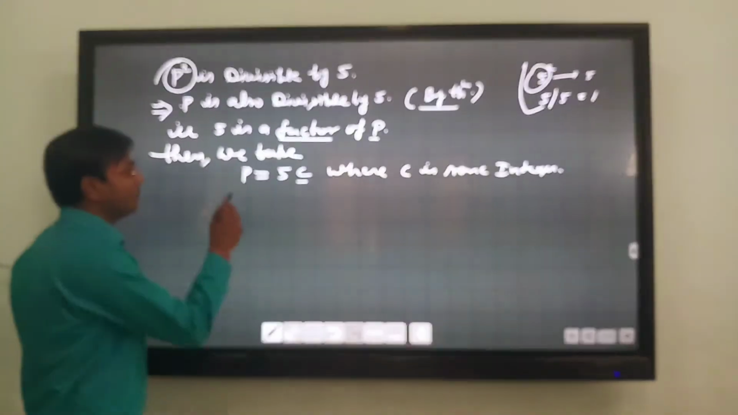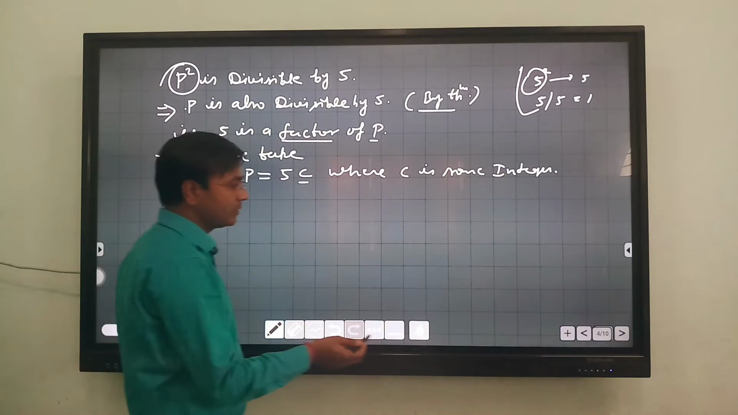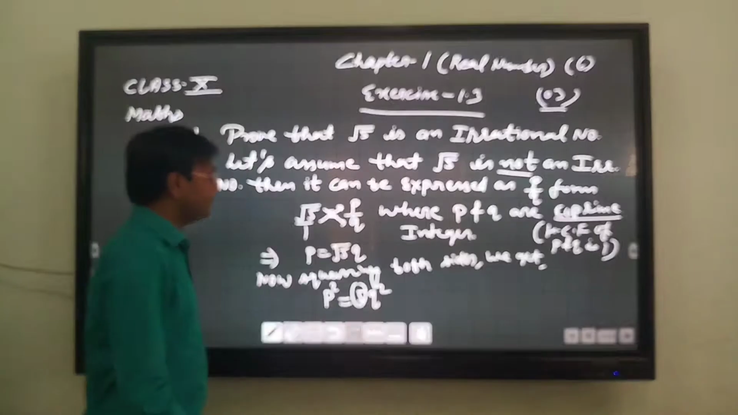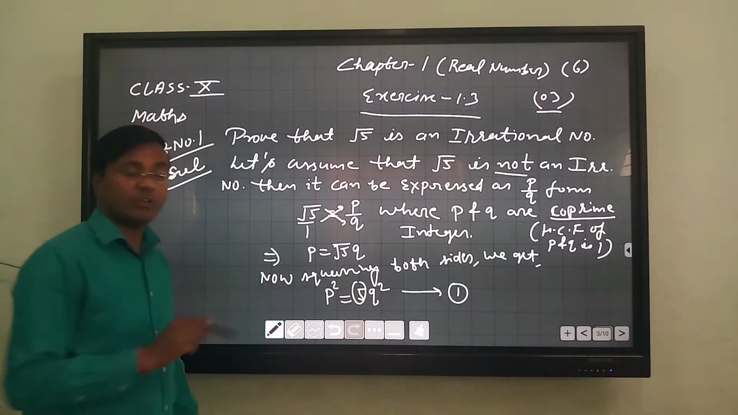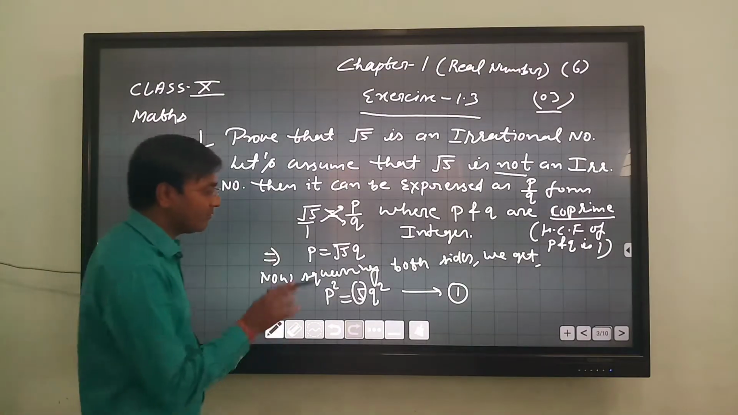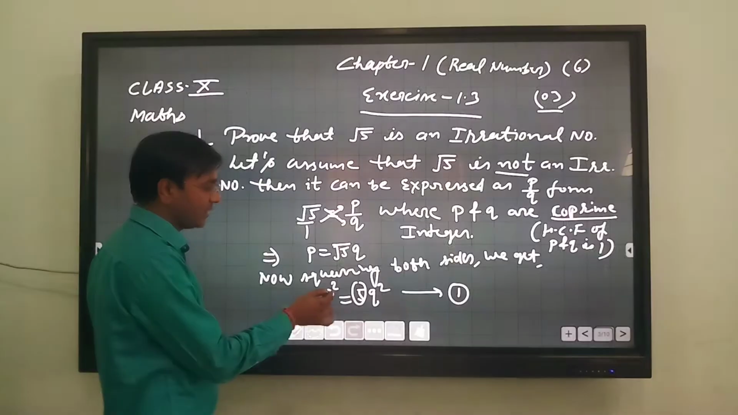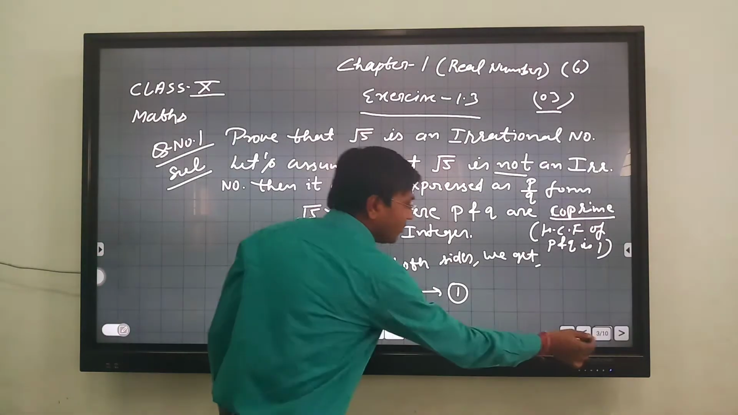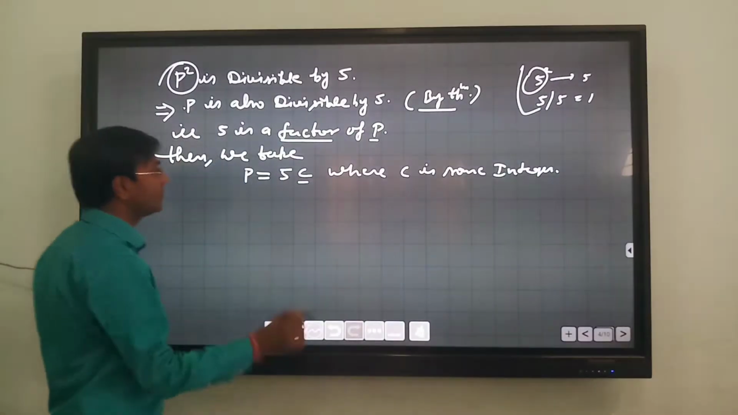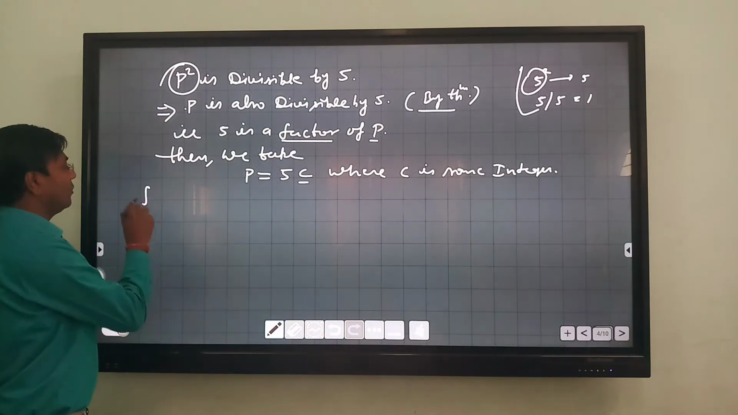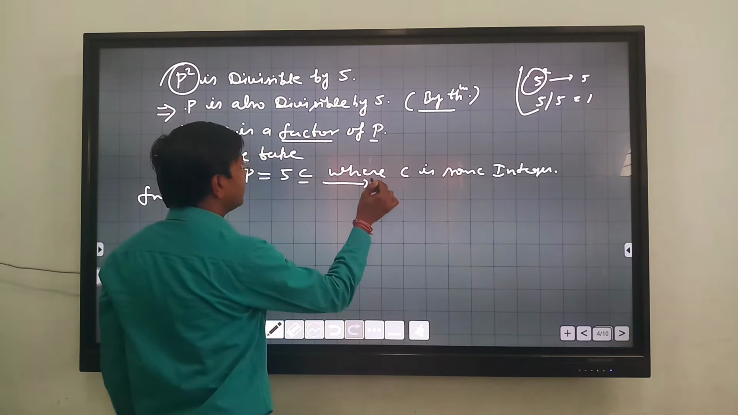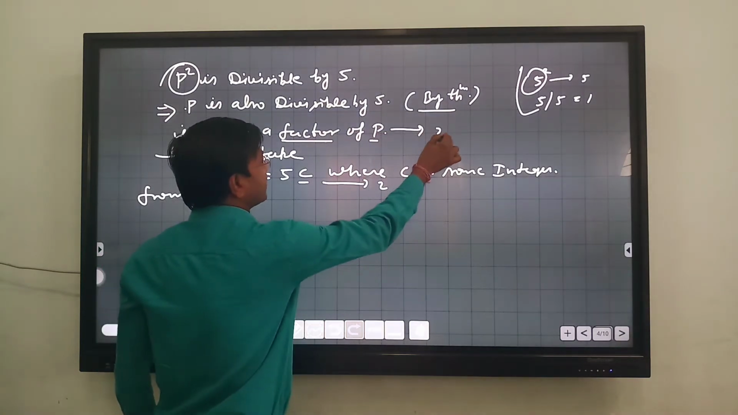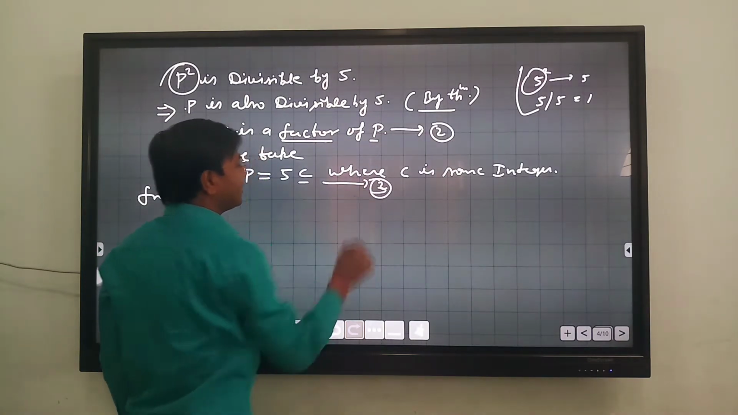Okay, so p equals 5c. We can assume this as equation second. Now this value, p equals 5c, we will put in equation first. Equation first is p square equals 5q square. Assume this result as third.